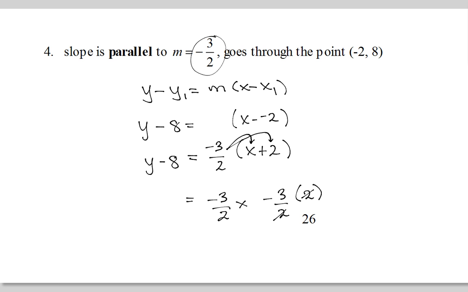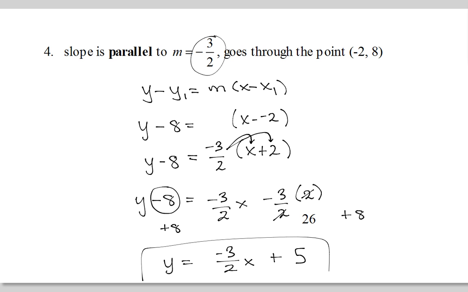Yeah. Now what should I do with this -8? Good, add 8 to both sides. So then you'll have -3/2 x, and a -3 and a +8 make 5. Done deal.